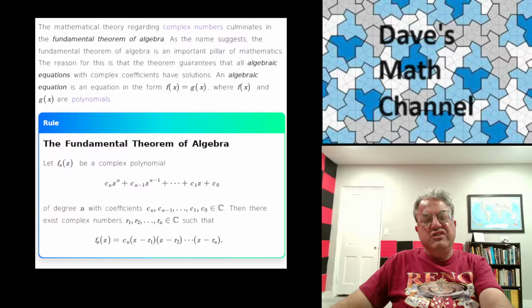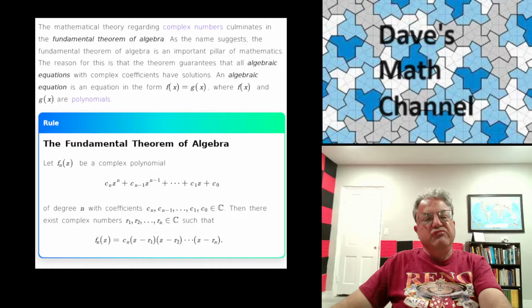Another way of saying this is that the field of complex numbers is algebraically closed, and the field of real numbers is not algebraically closed, nor is the field of rational numbers. So complex numbers have this nice property that they're algebraically closed, which is basically what the fundamental theorem of algebra says. So this is a very important result.